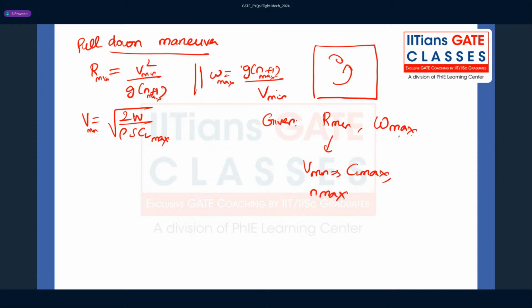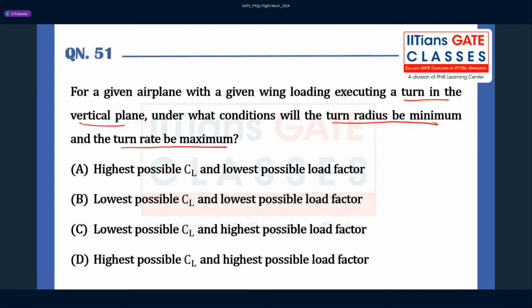And the same goes for omega max, okay? So hence we need both N max, which is the highest possible load factor, and the highest possible lift coefficient, CL max. So going down the options, this is the only one which has our answer, right? Hope you guys understood this. Any doubts in here? No, right? Okay, fine. So if not, let me go ahead to the next question.